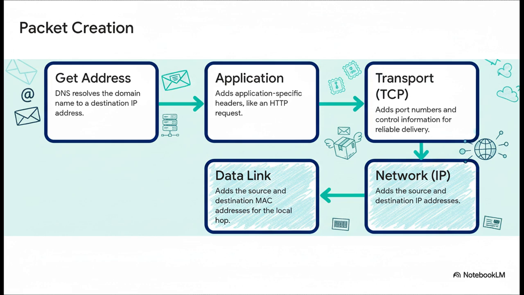Next, the transport layer adds its information using TCP, and this part is absolutely crucial. It's like choosing certified mail with a tracking number. TCP makes sure every single packet arrives safely and can be put back together in the right order. It's all about reliability. Finally, the network layer slaps on the main address label, the source and destination IPs, and the data link layer adds a local address just for the very next stop on the journey.